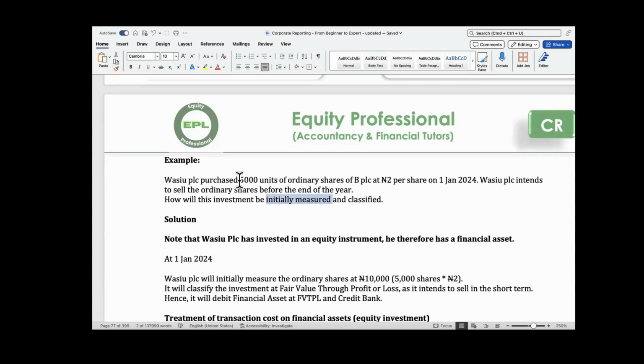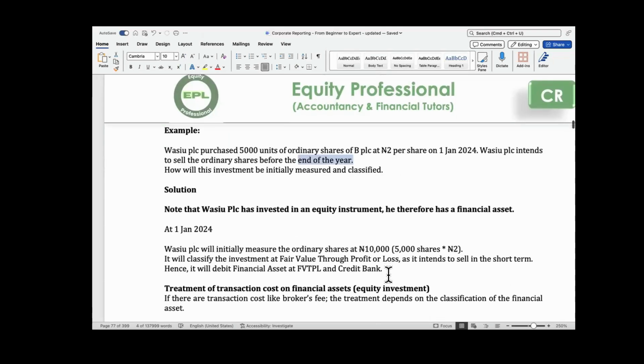And that's 10 naira. And that's 10,000 naira. Right? So how will it be classified? Now, since the intention is to sell these shares at the end of the year, that means he's holding it for the short term. And if he's holding it for the short term, that means he will classify these shares at fair value through P&L.